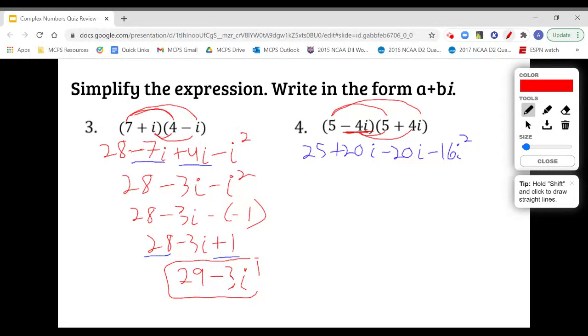Okay. From here, I already have two like terms, so that's usually what I take care of first. I have a plus 20i and minus 20i. Interestingly here, well, 20 minus 20 is 0. Since these have the same value with opposite signs, they actually cancel each other out. That goes to 0, so they basically go away. And here I'm left with 25 minus 16i squared.